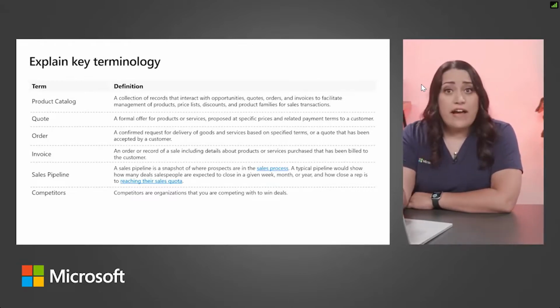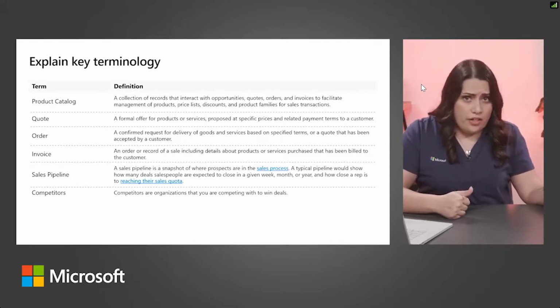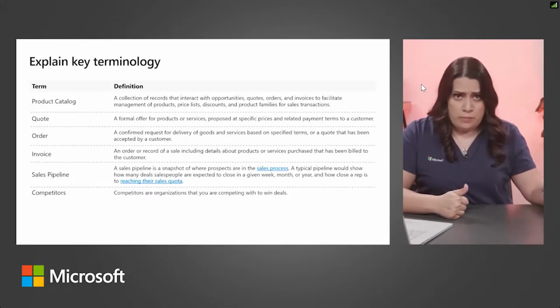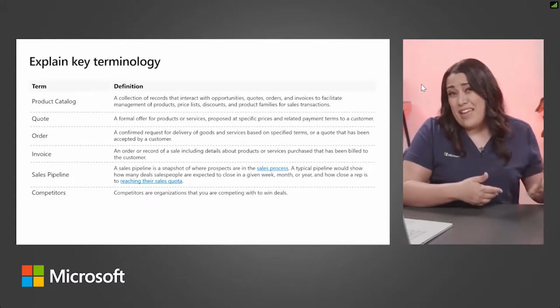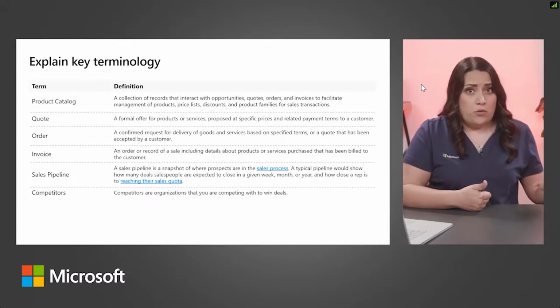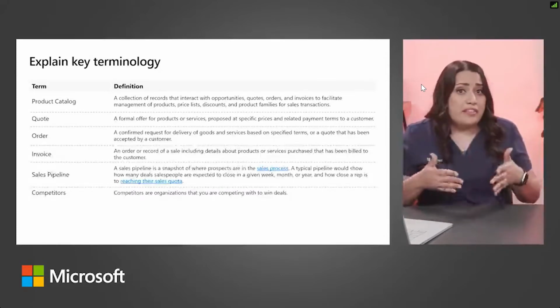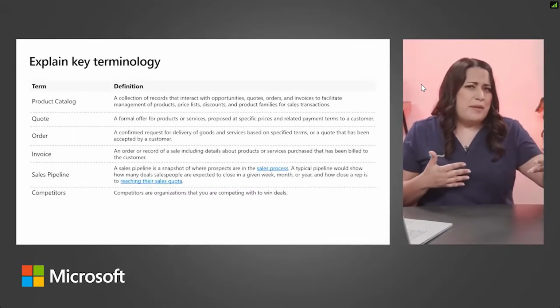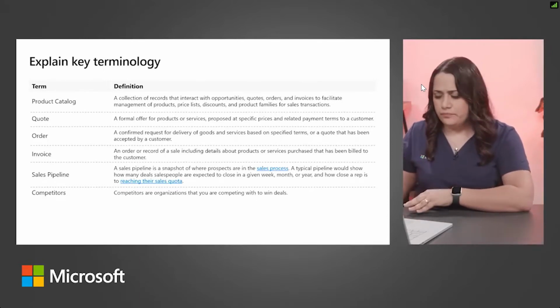The final thing that we have here are the competitors, which are pretty easy to understand. These are other organizations who you might be going up against to close that deal and make that sale. Maybe they have similar products and services, or maybe they're priced lower than you. Either way, it's something that could be a potential blocker when it comes to closing that deal.